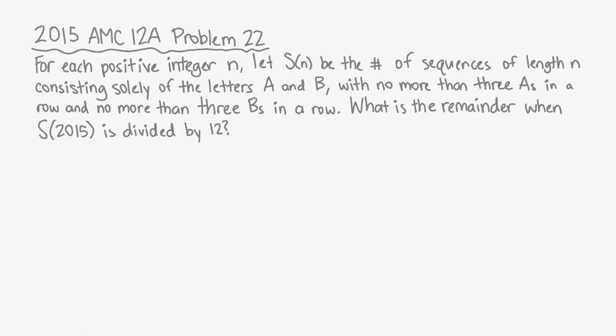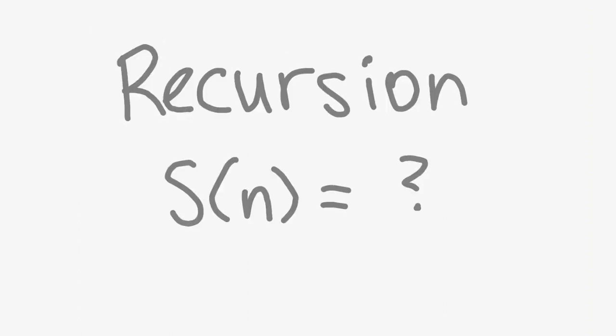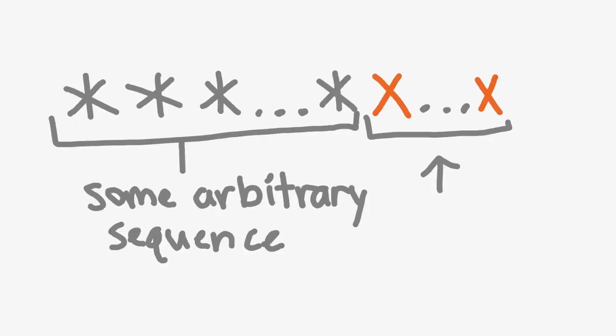The first thing we look for here is a recursion formula for s(n). To do this, we will do some casework, specifically in the number of consecutive letters at the end of the sequence, where x is the value of these consecutive letters. We already know that up to a max of 3 x's can appear at the end of the sequence, so we only have 3 cases.